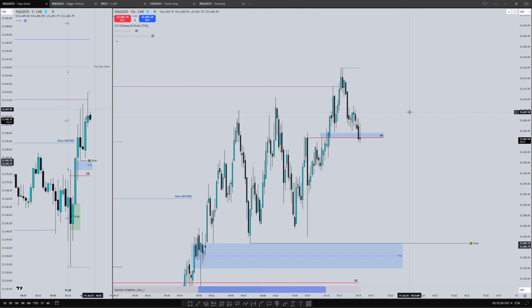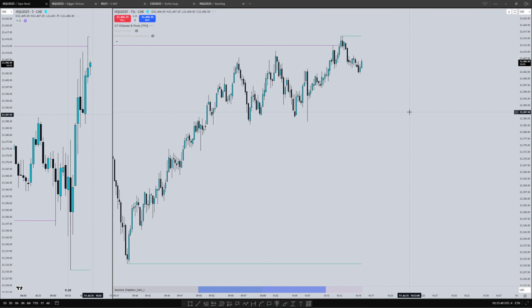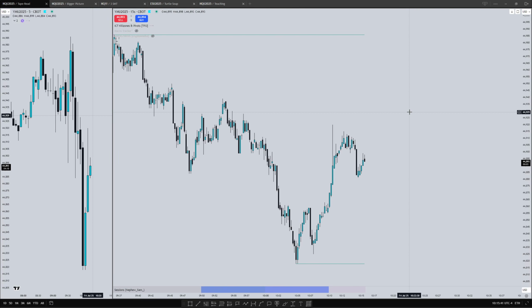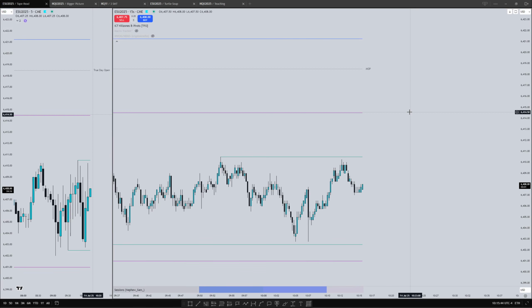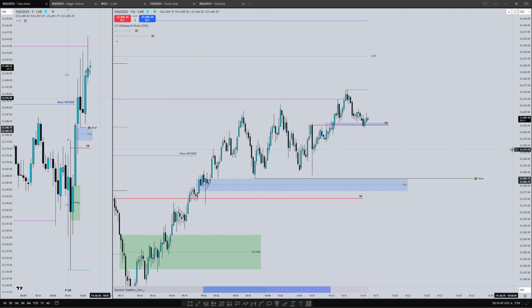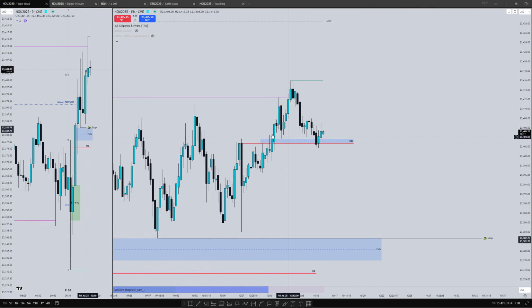So anything above really the London high, I don't really want to be taking. But if we can get a nice reaction off of this for value gap plus order block, then I'll consider it. SMT at that low? Oh, not really. Oh, we do. Okay. So I'm watching this little area in here. This is on 1 minute perspective.